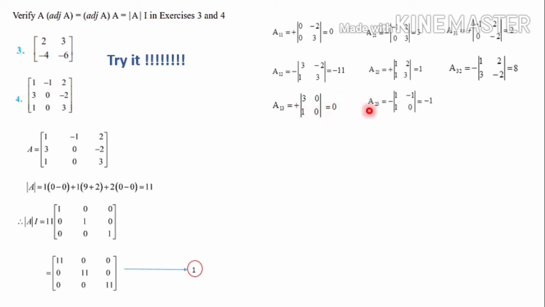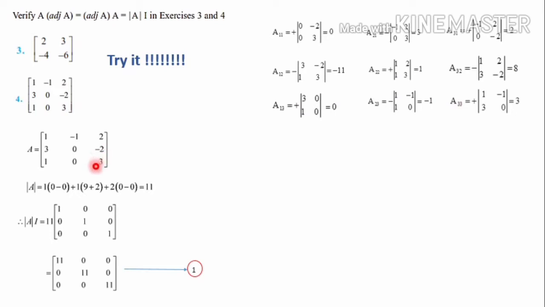Next one is A23, the cofactor of A23, that is second row, third element. Second row, third element is minus 2. If you take minus 2, that row and column is gone. 1, minus 1, 1, 0. So minus sign is outside because 2 plus 3 is 5, an odd number. When you go for the calculation, you will get minus 1 as the answer. Next one, A33, that is the cofactor of A33. A33 element means third row, third column.